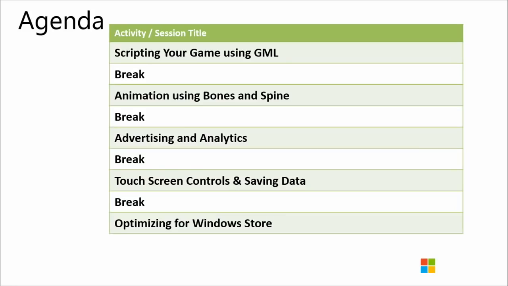Do you want to share the agenda of what we're doing today? Yeah, we've got some fun things planned today. We're going to start with scripting your game using the GameMaker language, and then we'll do animation using bones and Spine. After that, we'll look at advertising and analytics for your game, so how you can make some revenue and find out how people are using it. All that really awesome stuff, and how you can look at all the revenue you're getting from that. Then we'll look at optimizing for Windows 8, so touchscreen controls and saving data, and the Windows Store as well. We'll take little breaks in between each of these things, about 10 minutes here and there.